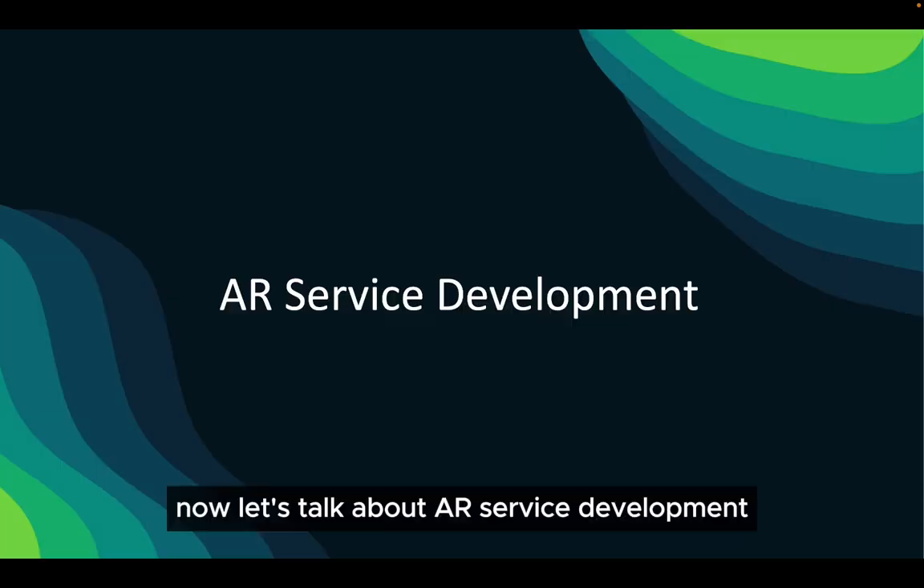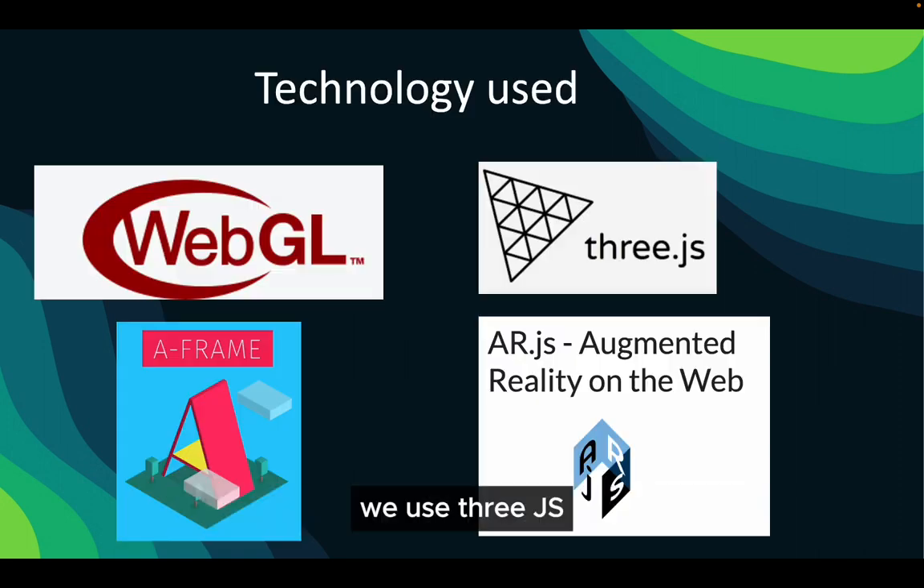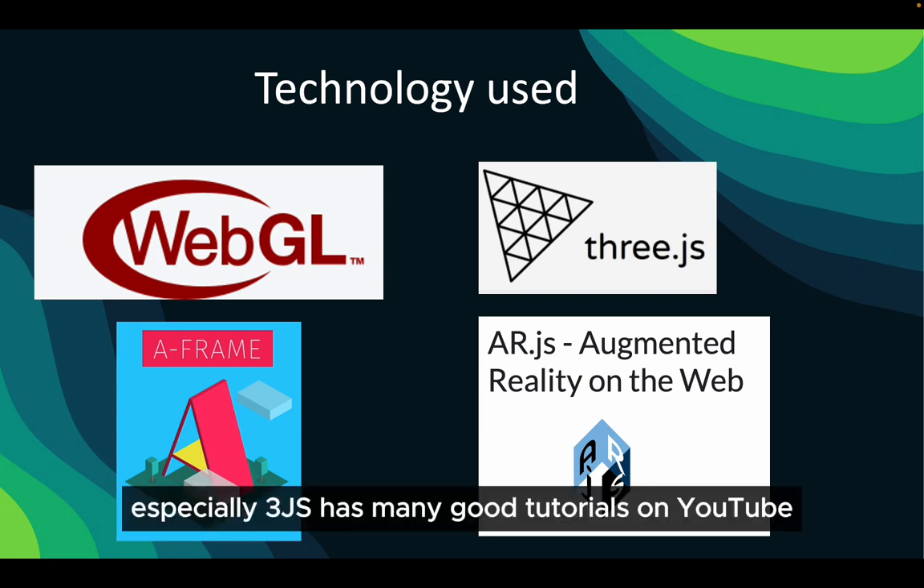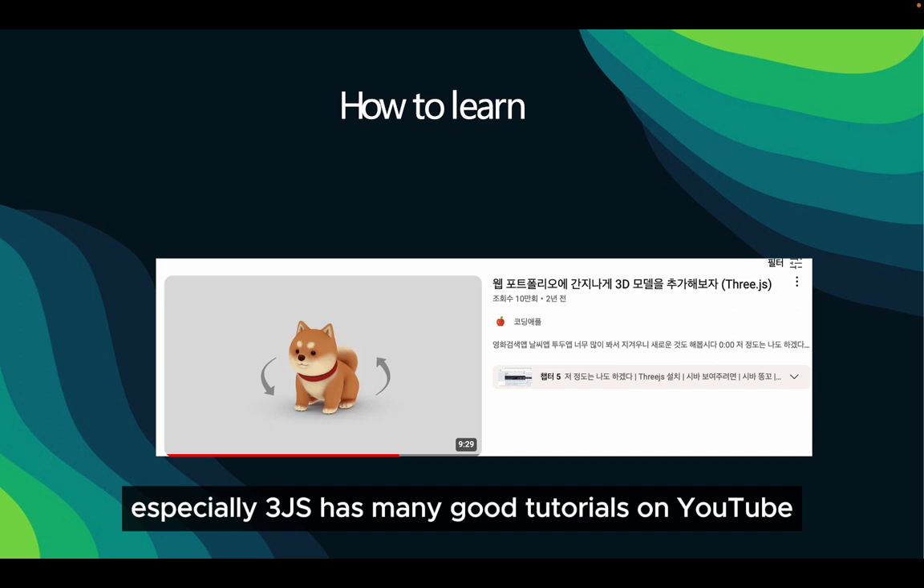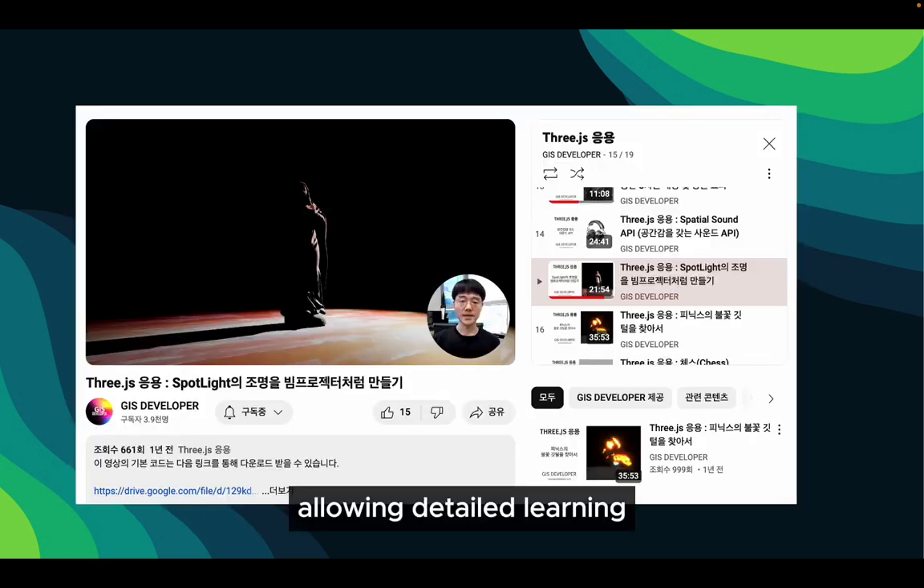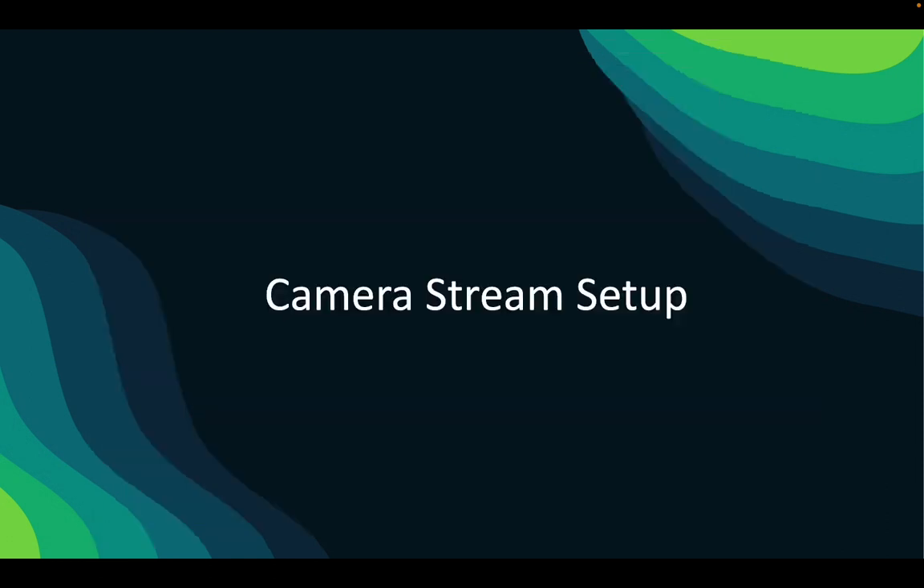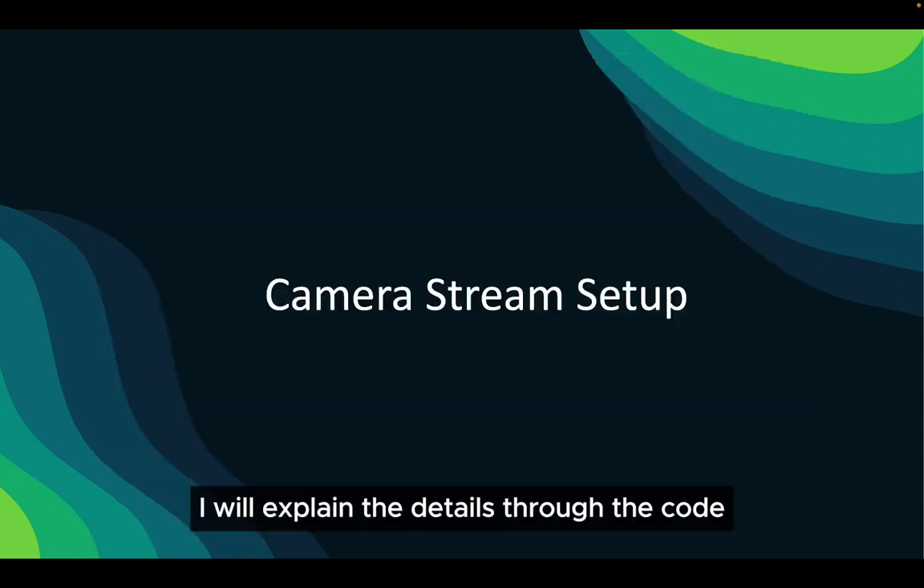Now, let's talk about AR service development. We used Three.js, A-Frame.js, and AR.js, which are libraries that utilize WebGL technology. Especially, Three.js has many good tutorials on YouTube, allowing detailed learning from basics to advanced topics. Additionally, the official Three.js documentation is well organized, making it easy for beginners to use. I will explain the details through the code.